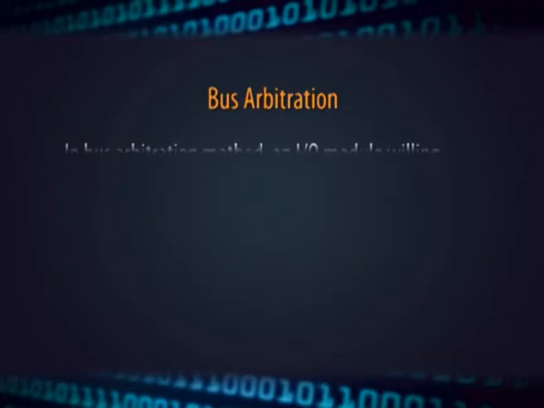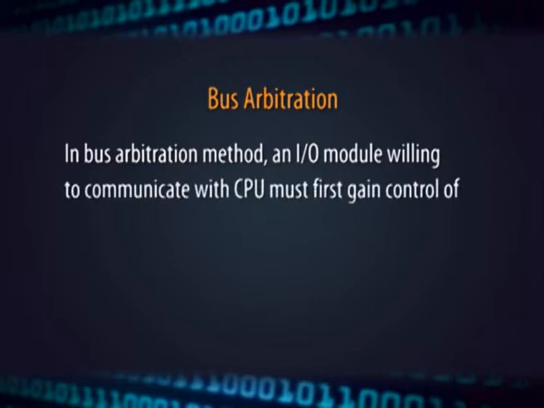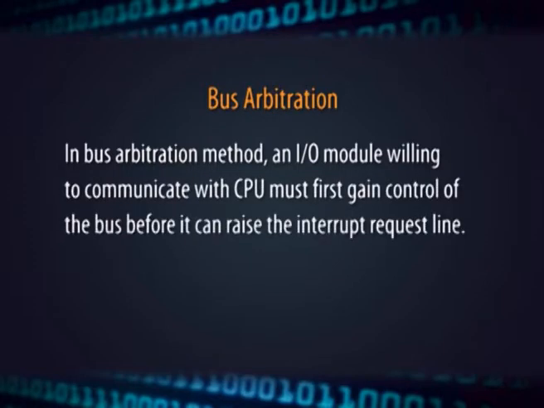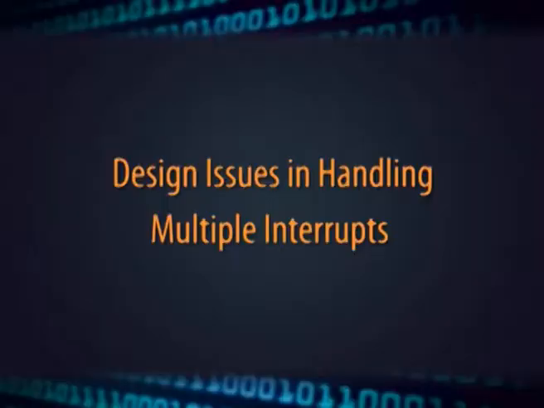The next design technique is bus arbitration. In the bus arbitration method, an I/O module willing to communicate with the CPU must first gain control of the bus before it can raise the interrupt request line. Thus, only one module can raise the interrupt line at a time. When the processor detects the interrupt, it responds on the interrupt acknowledge line. The requesting module then places its vector on the data bus.